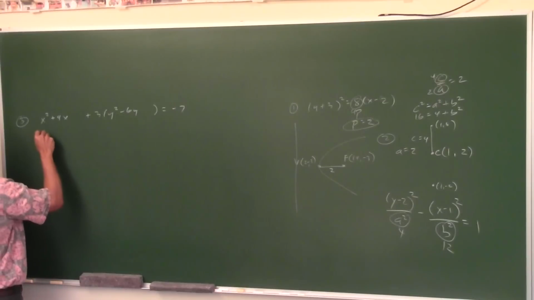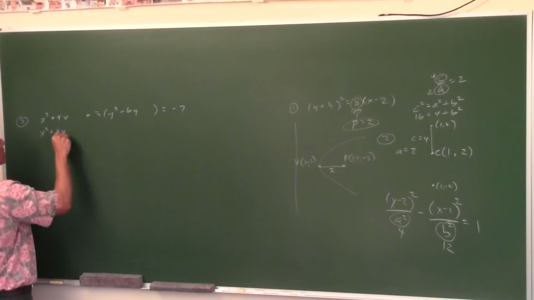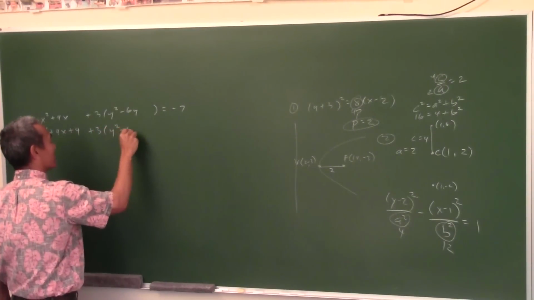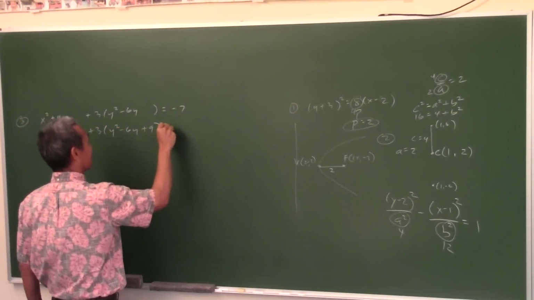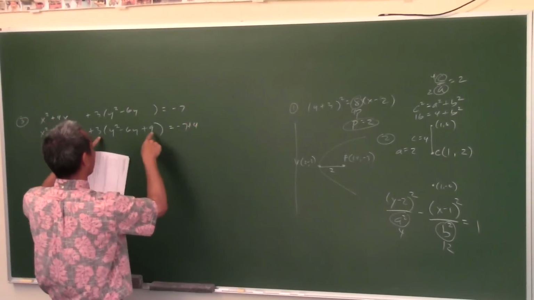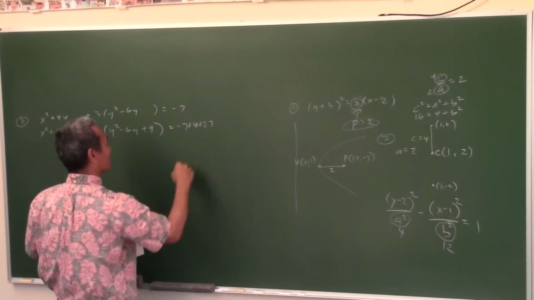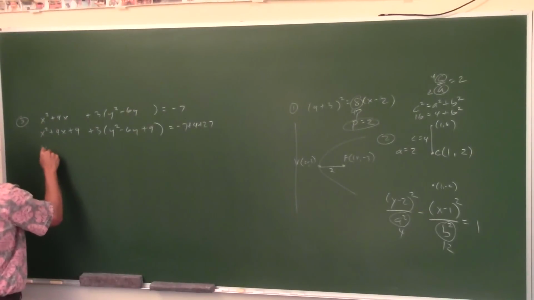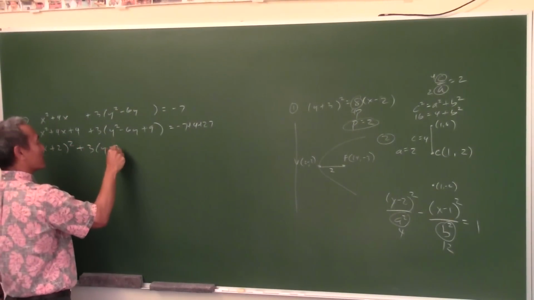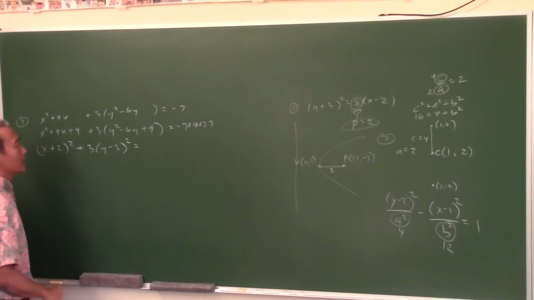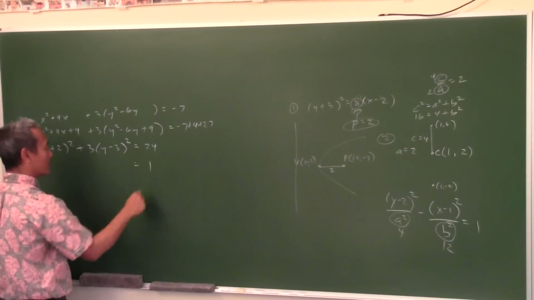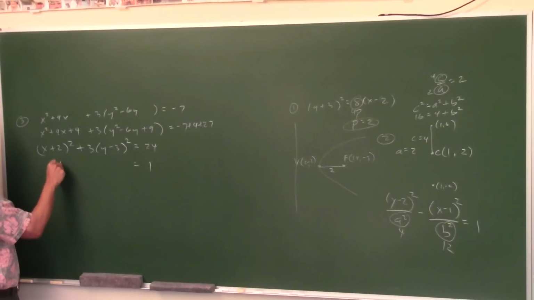So now we complete the square. What do I need to add to make a perfect square? 4. And then y squared minus 6y plus 9 equals -7. But remember, you added a 4 over here and you added a 27 over there. So that's going to come out to x plus 2 quantity squared plus 3 times y minus 3 quantity squared equals 24. And we want this side to be 1, so divide by 24.